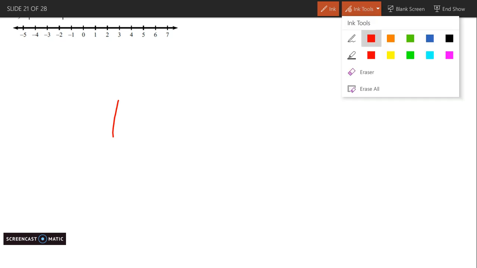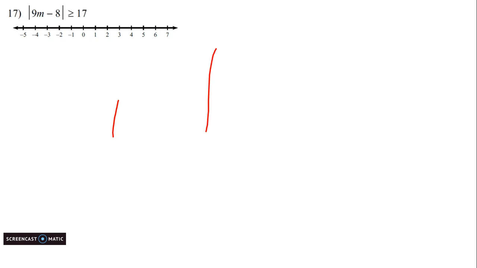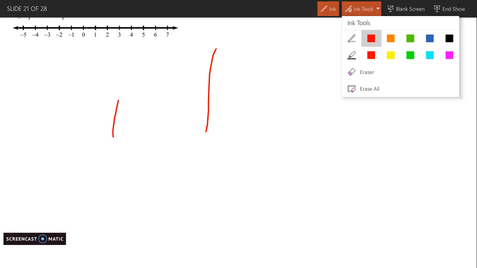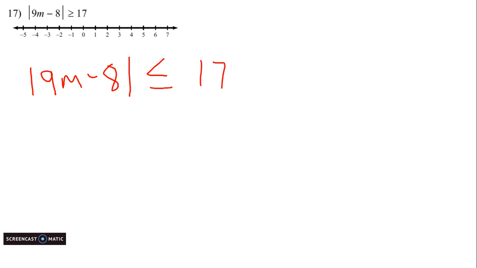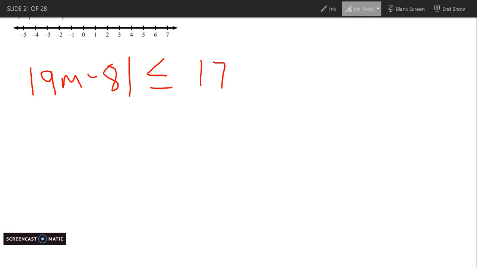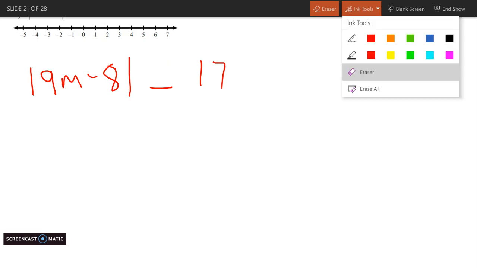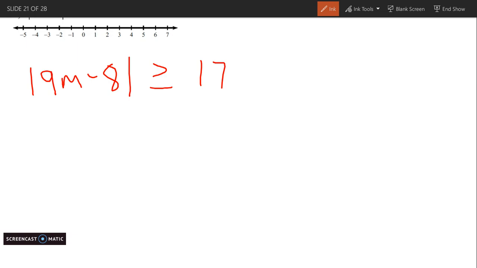Absolute value is by itself, so we can set up two inequalities. 9m minus 8 greater than or equal to 17. Did I get that right? It's covering up my 9m minus 8 greater than or equal to 17. Okay. All right, now we're ready to go. Absolute value is by itself, so we can set up two inequalities. We've got 9m minus 8 greater than or equal to 17.